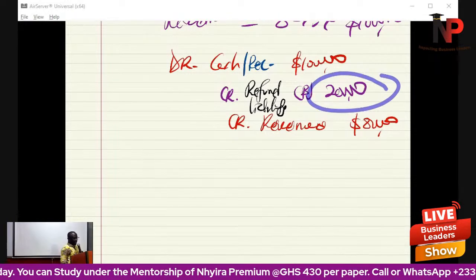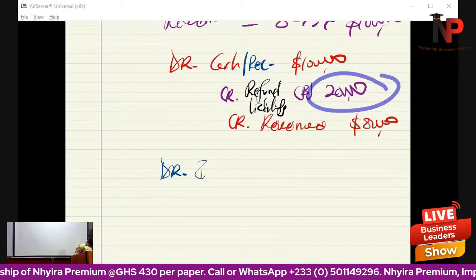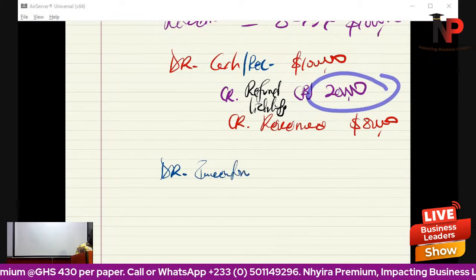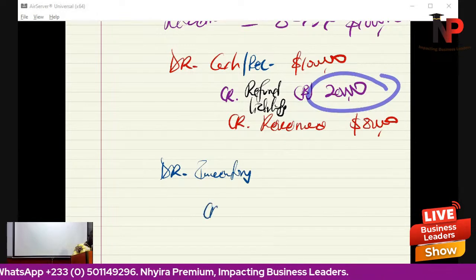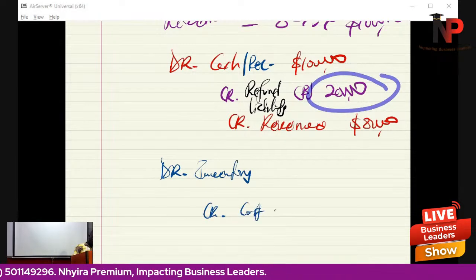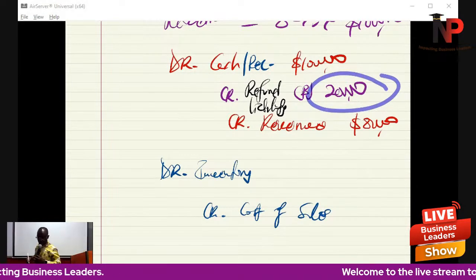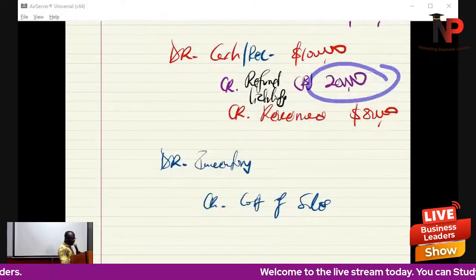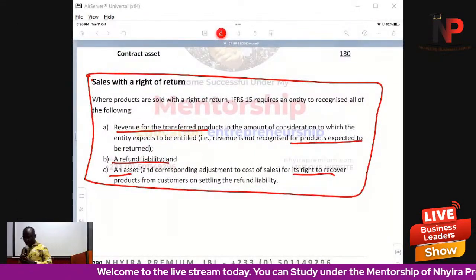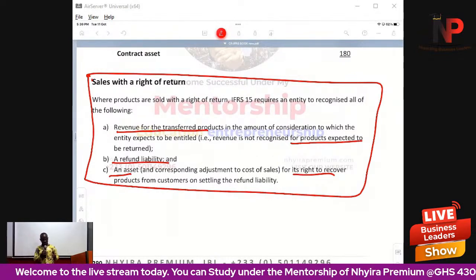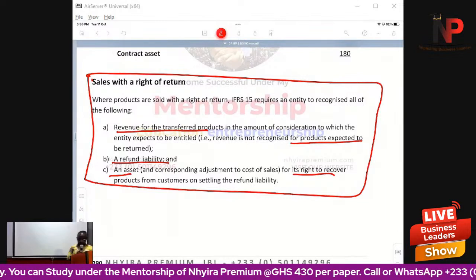So technically what it means is that we're going to be debiting the inventories in that regard. We're going to debit the inventory and subtract it from cost of sales since we have not technically sold that particular good. So where an entity makes a sale where the customer has a right to return the goods, that is the principle we need to look out for on how it will be accounted for.